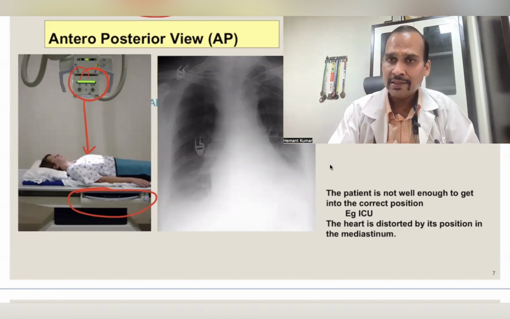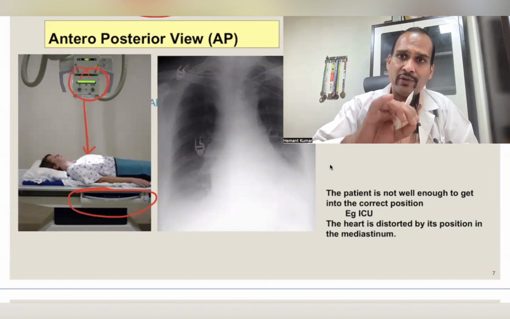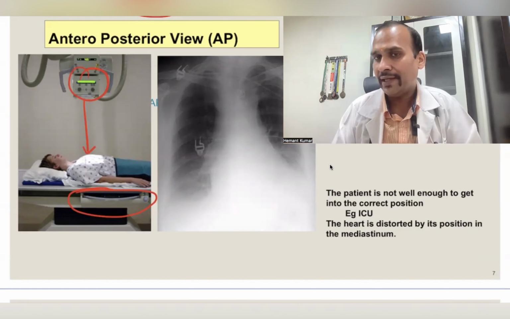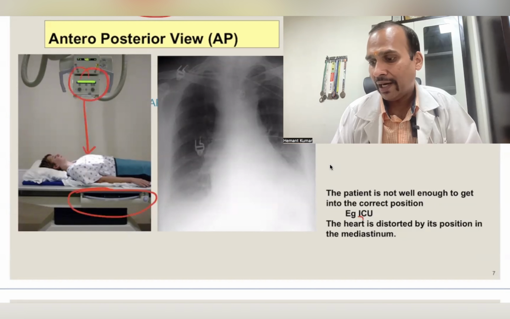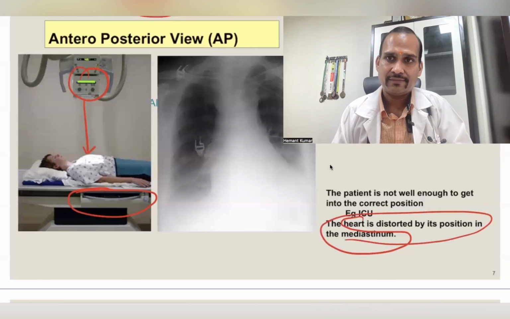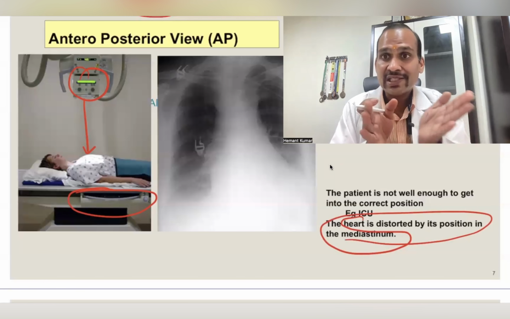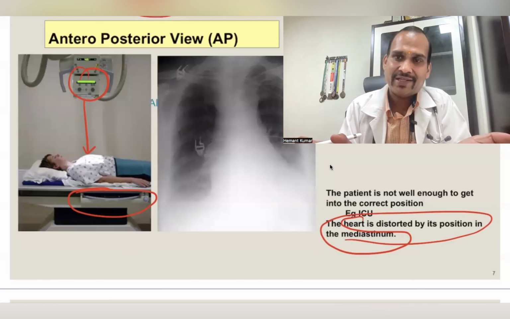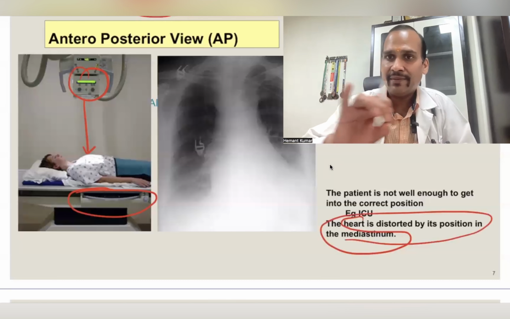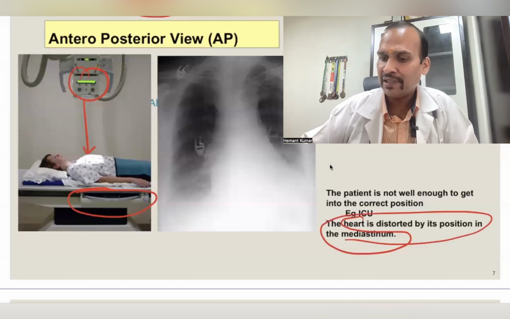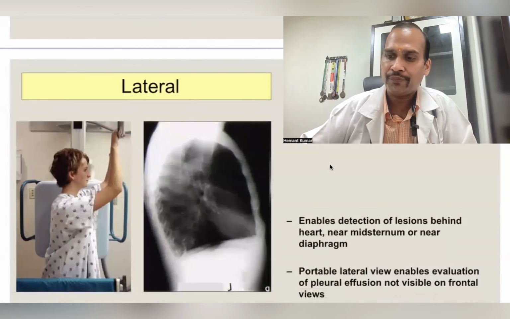So this is done when the patient is not able to walk to the radiology department and he cannot stand. The problem is that the heart and mediastinum look wider. That is called pseudocardiomegaly. So AP view is less preferred, and is done in a bedside condition when the patient is not able to stand or not able to walk.